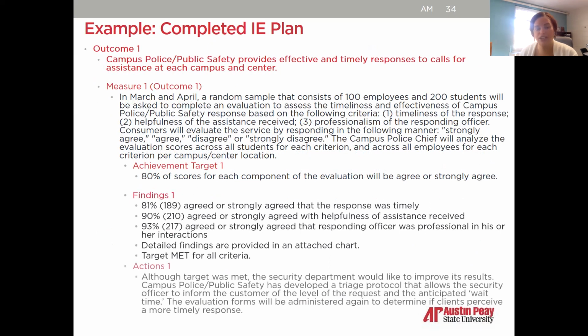This is an example of what it looks like when you have findings. We're taking that same plan from this fictional campus police public safety office, and then we're adding, here's what they found once they executed the measure, and here's the actions that they took based on those findings, or that they plan to take.